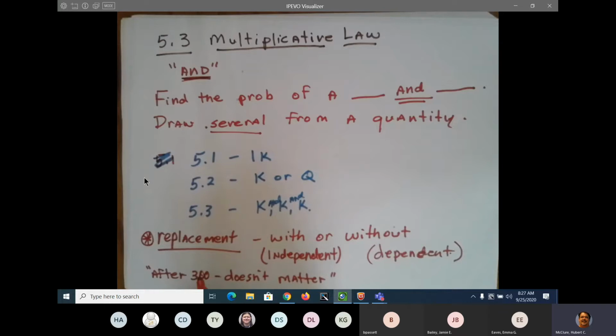With replacement is independent. Without replacement is dependent. And after 300 doesn't matter. And that's a little rule that I came up with. It's not mathematically proven, but you'll see when you do an example with over 300 what happens. Okay? So with that being said, let's go ahead and start with a homework question.